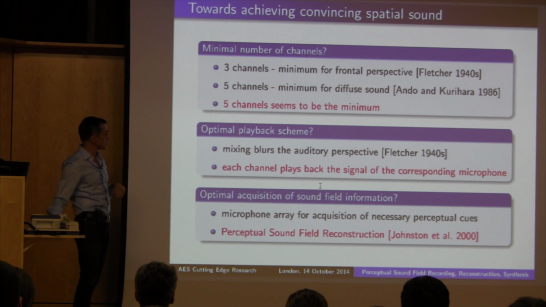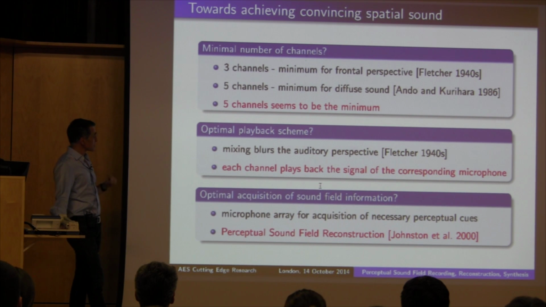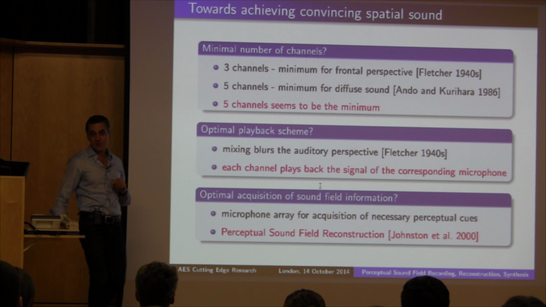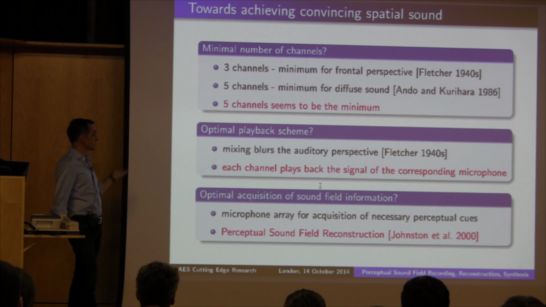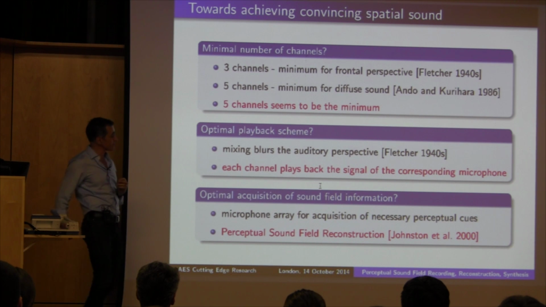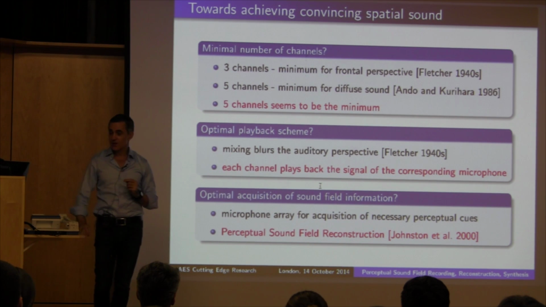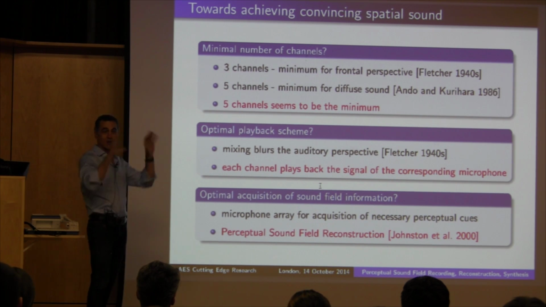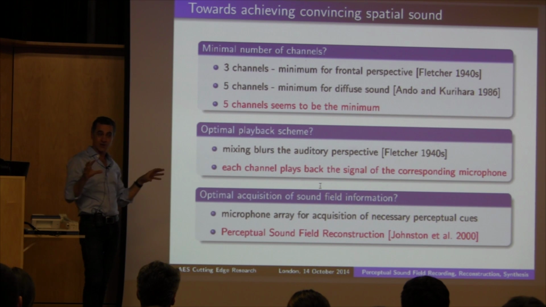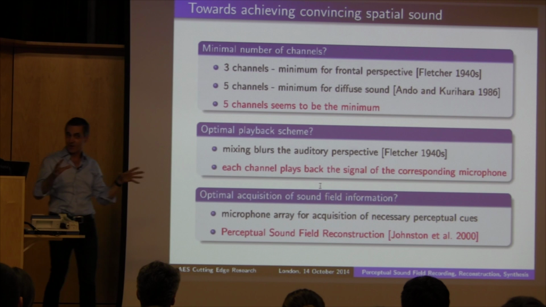So we're starting with 5 channels, and now another question is what would be the optimal playback scheme. To answer that, we looked into early work by Fletcher, which established that any kind of mixing between channels blurs the auditory perspective. So we start with the minimum of 5 channels, and each microphone has a dedicated loudspeaker, so we do not do any mixing, and whatever we record is what we play back.